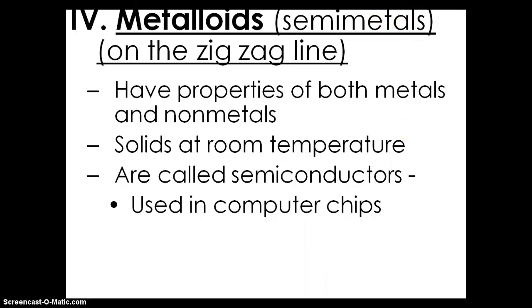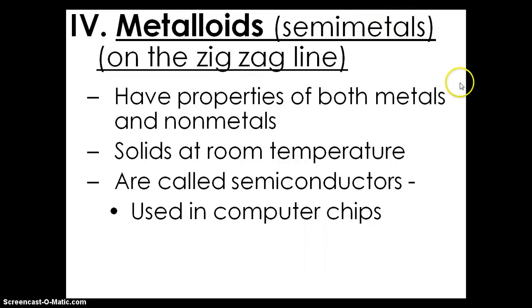Your metalloids are also called semimetals. They're found on that zigzag line. You should have colored that area a little different in color. They have properties of both metals and nonmetals. They're solids at room temperature most of the time, and they're called semiconductors sometimes. They can be used in computer chips. And that's primarily their use, but there's more uses for them.